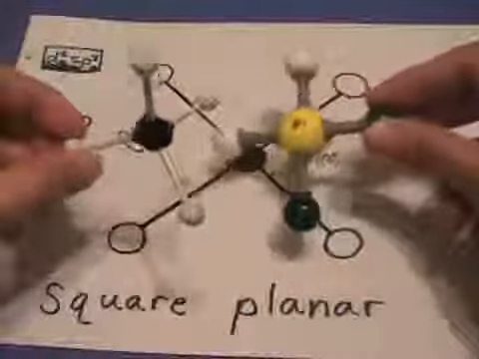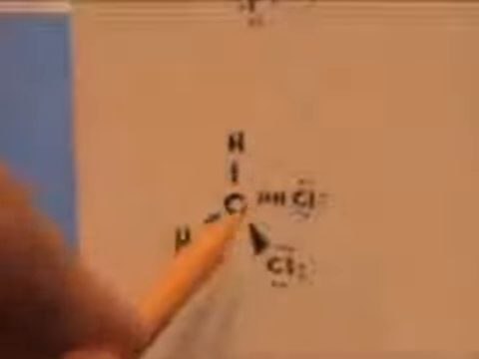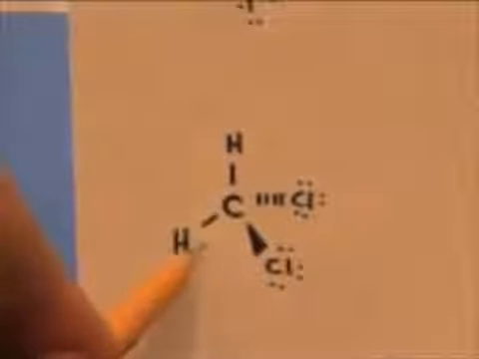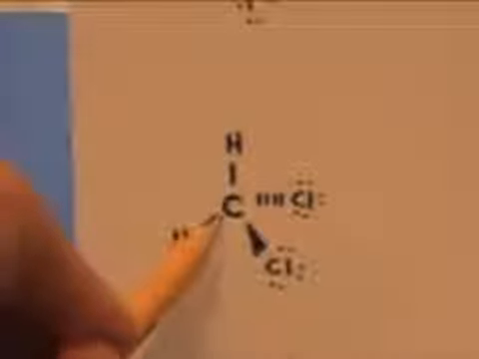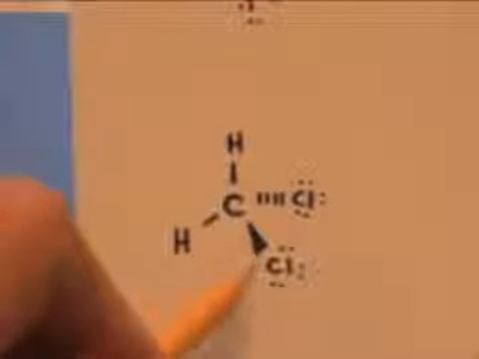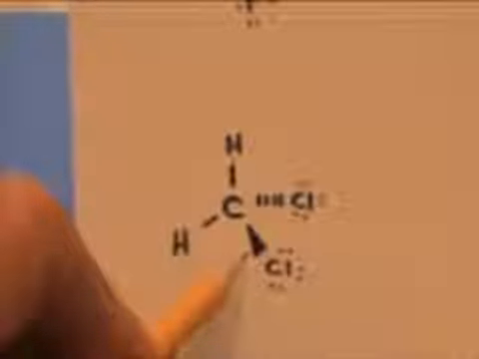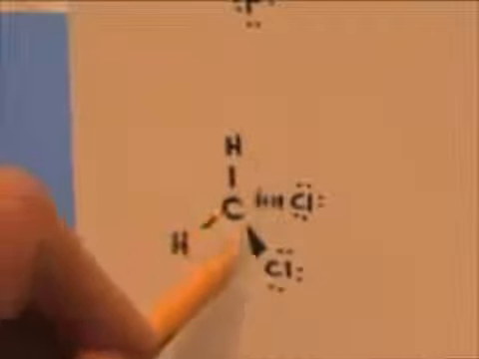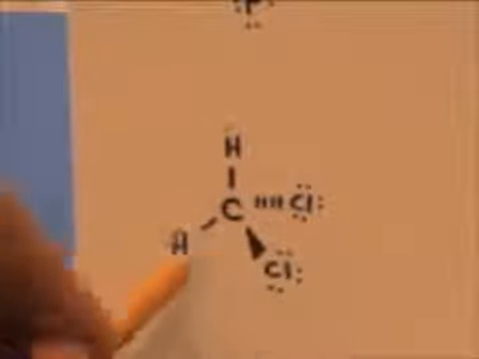Now, let's use valence bond theory to make predictions about these molecules, okay? This central carbon has 1, 2, 3, 4 electron regions around it, so we know it's tetrahedral, sp3 hybridized. We expect a 109.5-degree bond angle. There are no empty p orbitals because all 3 p orbitals were used to hybridize into this molecular shape.